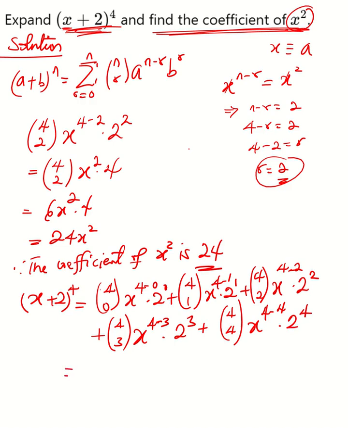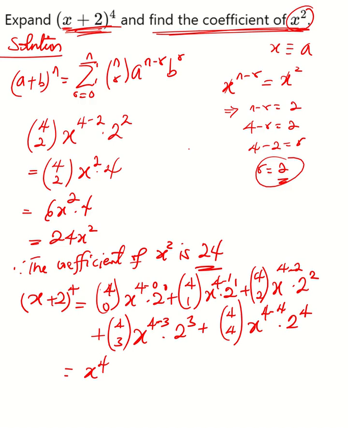Alright, so 4 combination 0, you can actually punch these values with your calculator. If you have a scientific calculator, you can evaluate the values of all the combinations. So 4 combination 0 is 1. In fact, n combination 0 is always equal to 1. So you can check that out whenever you have time. All right, so 4 combination 0 is 1, and x raised to the power 4 minus 0 is 4, 2 raised to the power 0 is 1. So we have the first term, x raised to the power 4.